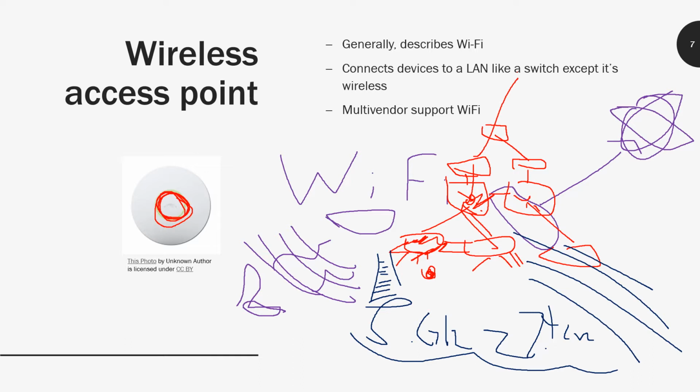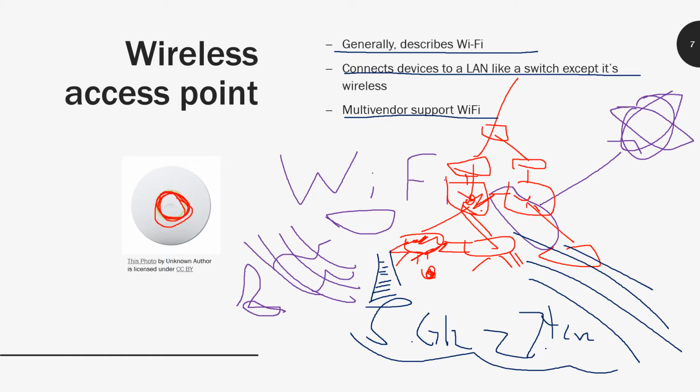So let's go over what we covered. A wireless access point generally describes a Wi-Fi signal. It connects devices to the local area network, kind of like a switch, except it's wireless and a little more complicated than a switch. You do have access, and authentication, but let's not talk about that. Maybe we'll talk about it later.